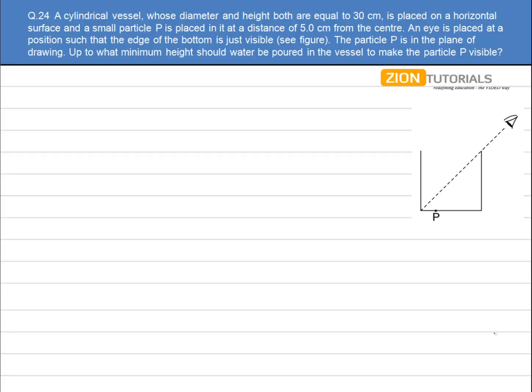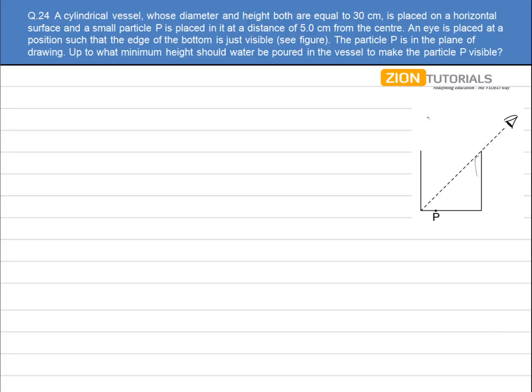A cylindrical vessel whose diameter and height are both equal to 30 cm is placed on a horizontal table as shown, and a small particle P is placed in it at a distance of 5 from the center. An eye is located at a position such that the edge of the bottom is just visible. The particle P is in the plane of the drawing. Up to what maximum height should the water be poured in the vessel to make the particle P visible?